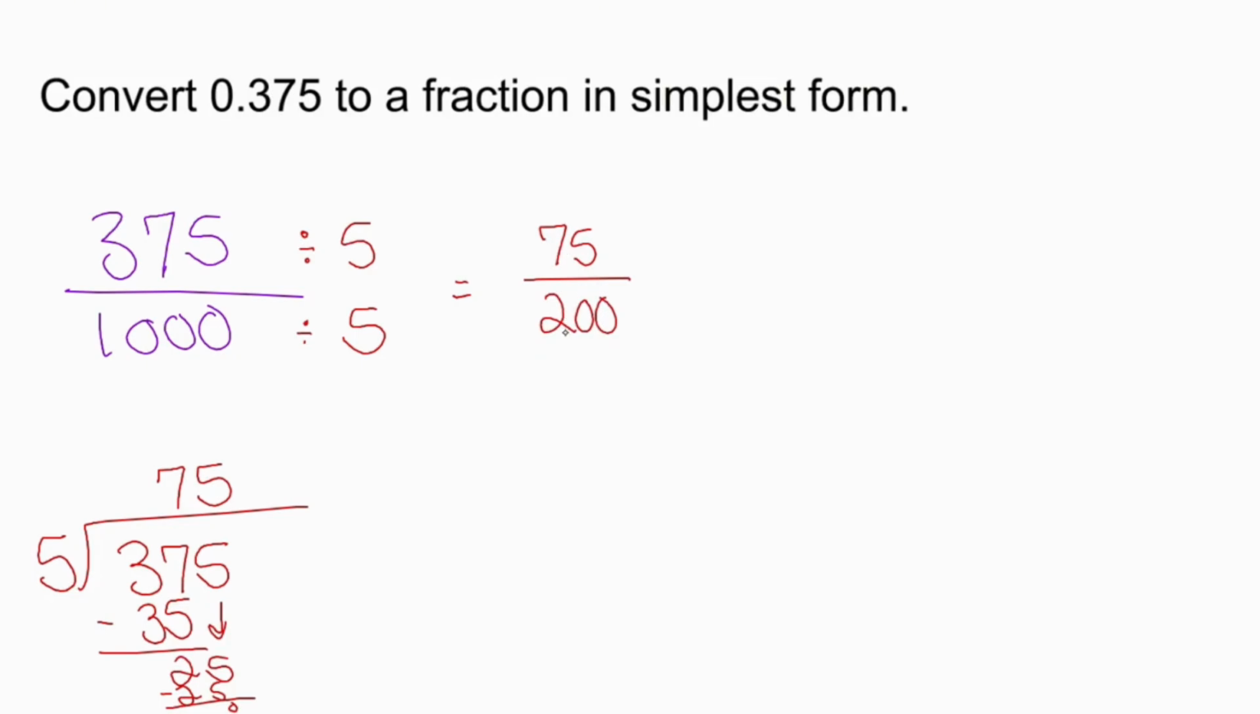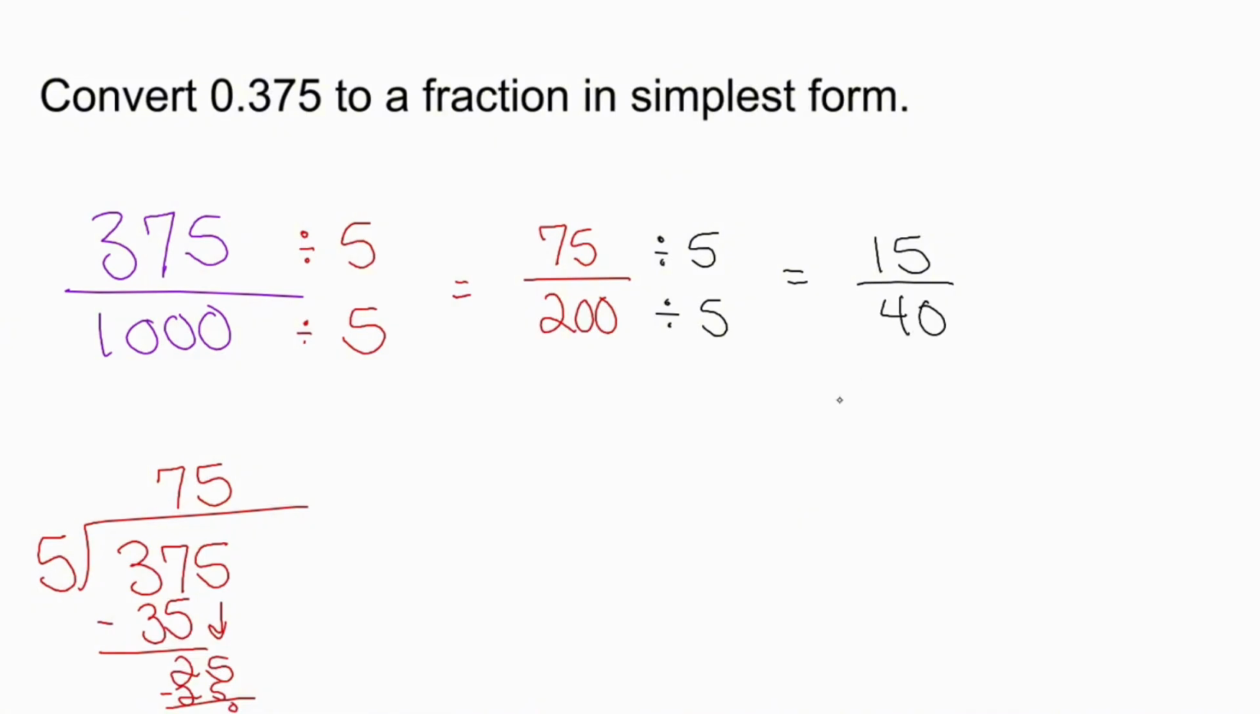So 75 200ths. And you look at that and say, wait a minute, those are both once again divisible by 5. So we could repeat that process and divide by 5 again. So 75 divided by 5 is going to end up being 15. 200 divided by 5 is going to end up being 40.